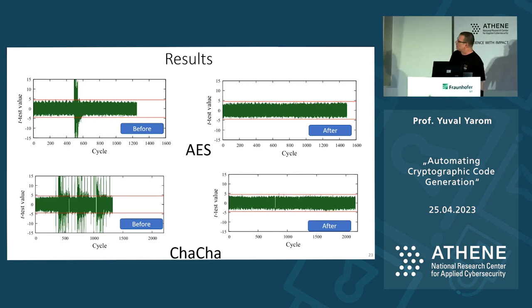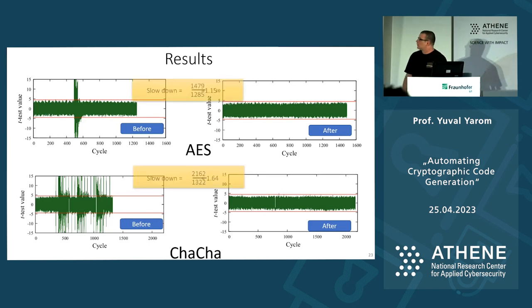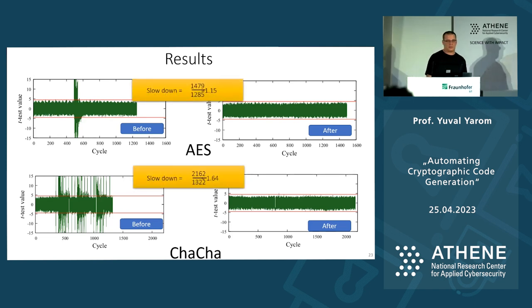Same for ChaCha, the leaks almost disappear around 700. We see a small peak there, but the leak is much smaller. It almost disappears. And there is some cost to this, between 15 and 65% in the examples that we tried, but that's a small price to pay for security, we hope. Questions so far?